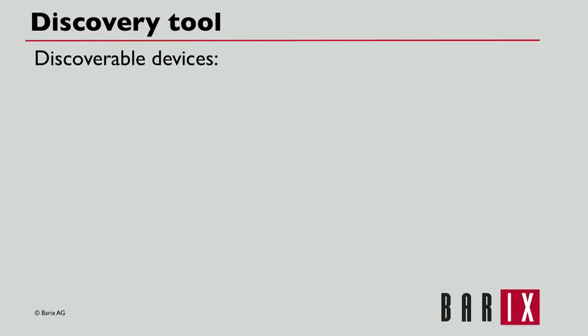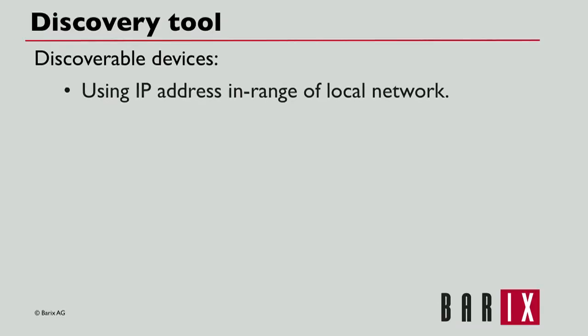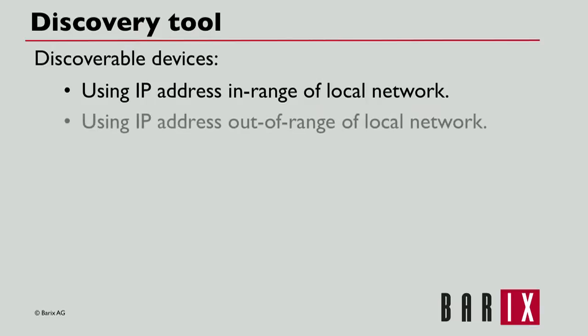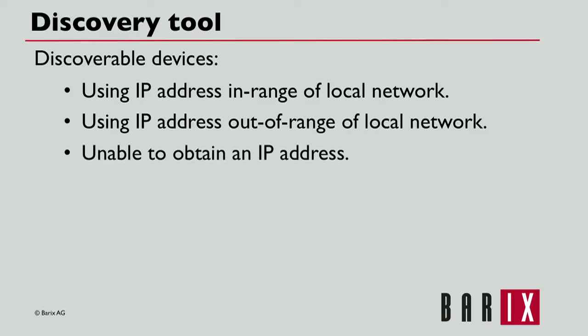The main purpose of the Discovery tool is to find Barix devices on a local network. It is intended to find Barix devices in the following circumstances. The Barix device has an IP address valid for the LAN. The Barix device has an IP address which is not part of the LAN address range, or it has an invalid IP or subnet address, or is set to all disable. The Barix device has no means of obtaining an IP address from an external service. For example, there's no DHCP server available. Or, the Barix device simply has no IP address.